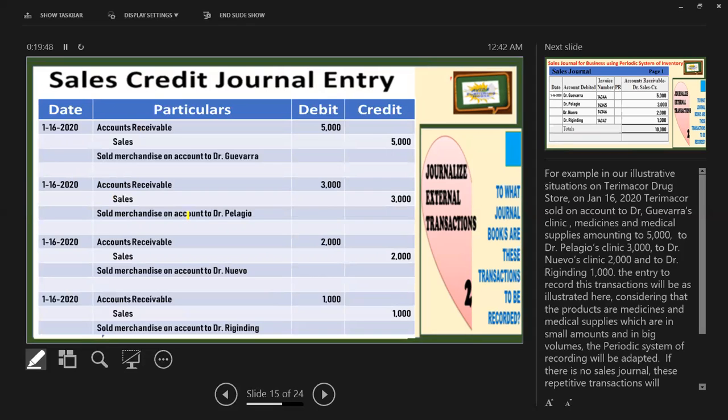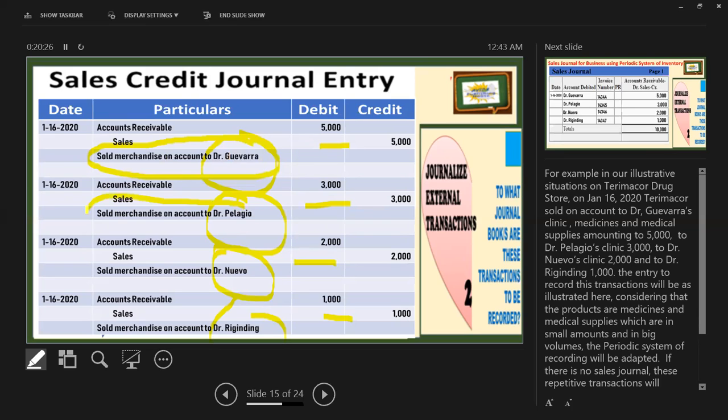For example, in our illustrative situations on Tarimacor drugstore, on January 16, Tarimacor sold on account to Dr. Guevara, Dr. Pelayo, Dr. Nuevo, and Dr. Ginding. So for Dr. Guevara, 5,000, Dr. Pelayo, 3,000, Dr. Nuevo, 2,000, and Dr. Ginding, 1,000. So you take note that there is always an explanation for each transaction.